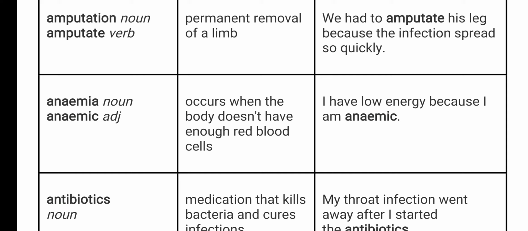I have low energy because I am anemic. Or anemic. I have low energy because I am anemic.